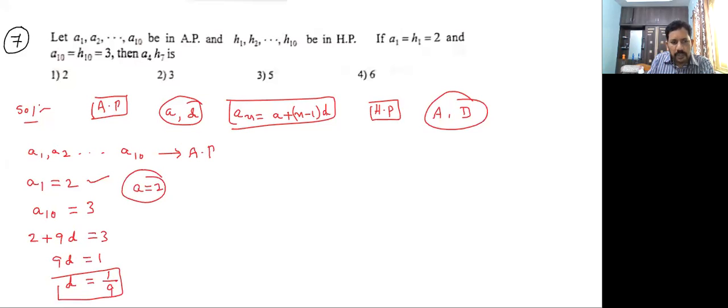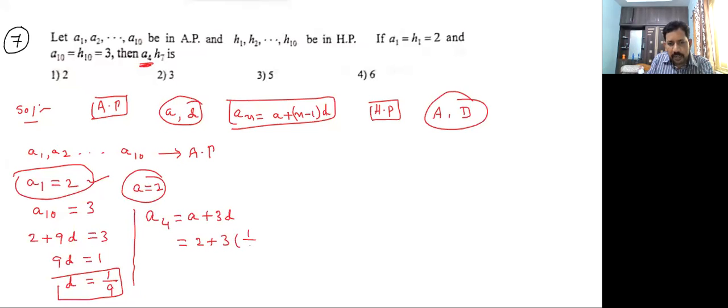a means first term. What we need to find? A4. How to find A4? Tell me, students, the A4 formula. a plus (4 minus 1), that is 3d. a value is 2 plus 3 into d. d is 1 by 9. Now calculate this. 3 3s are 9. Totally 7 by 3. This is A4. Okay, these are in AP series.